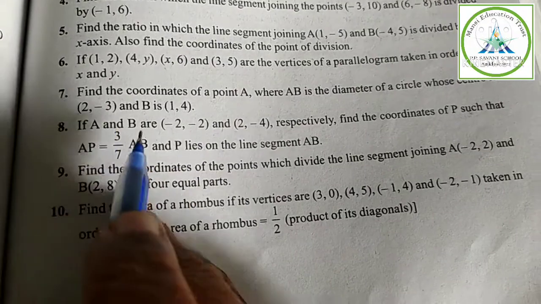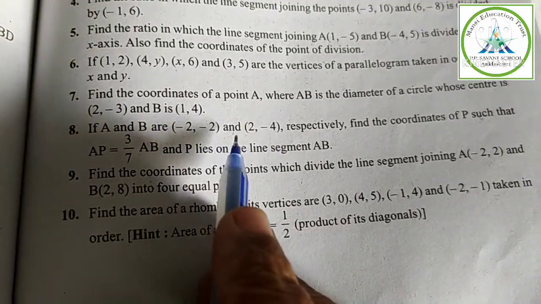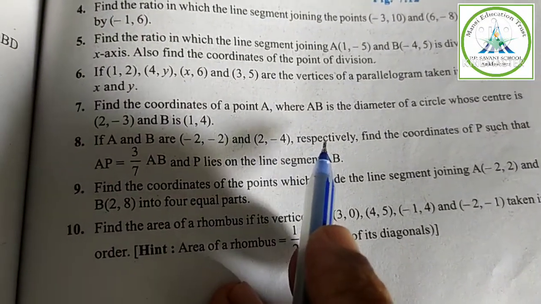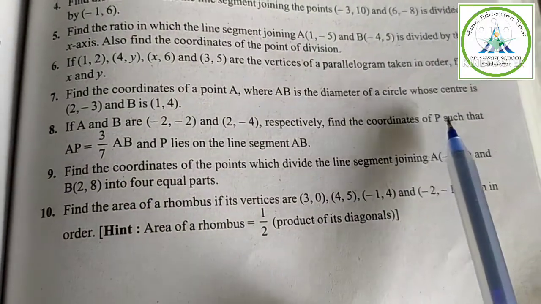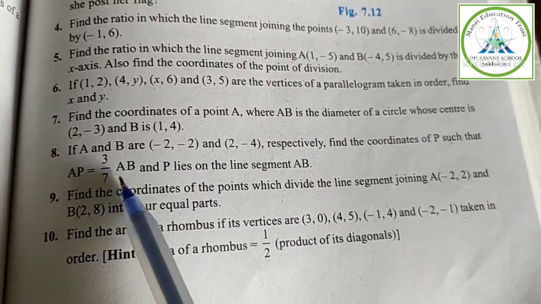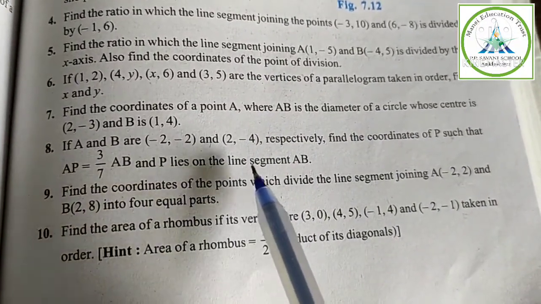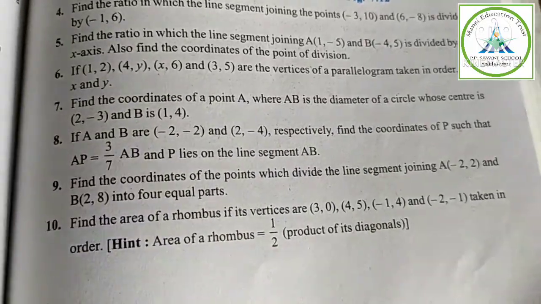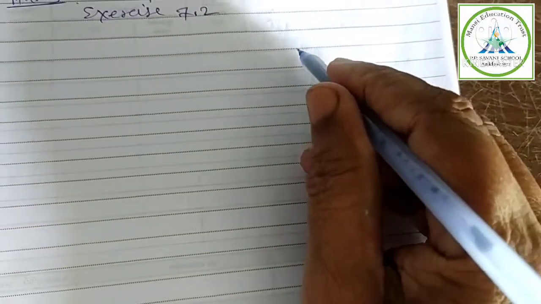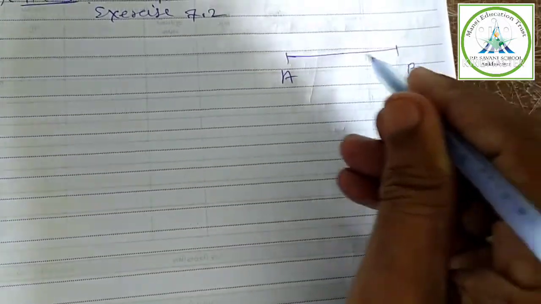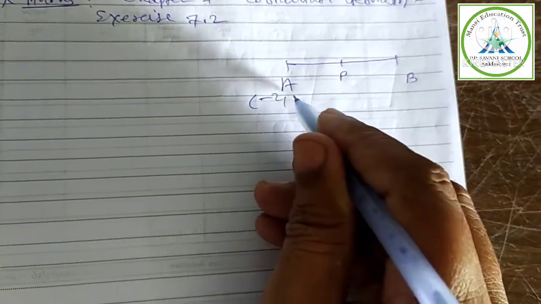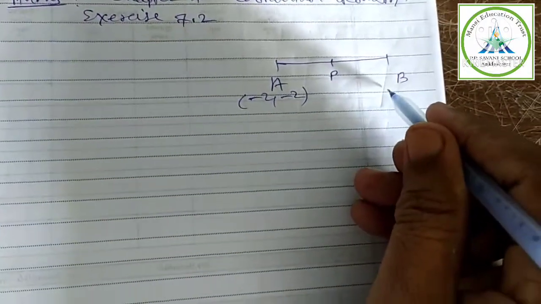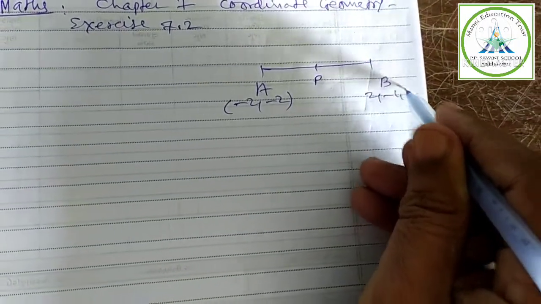Example 8. A and B are (-2, 2) and (2, -4) respectively. Find the coordinates of point P such that AP equals 3/7 AB and P lies on the line segment AB. First, draw the line segment AB. P lies on AB. A is (-2, 2), B is (2, -4).